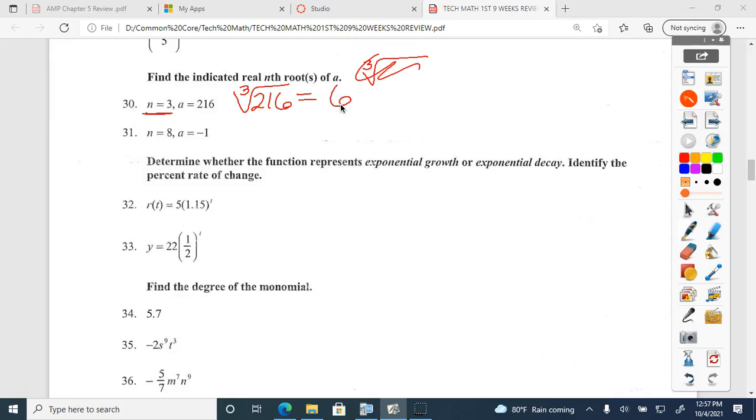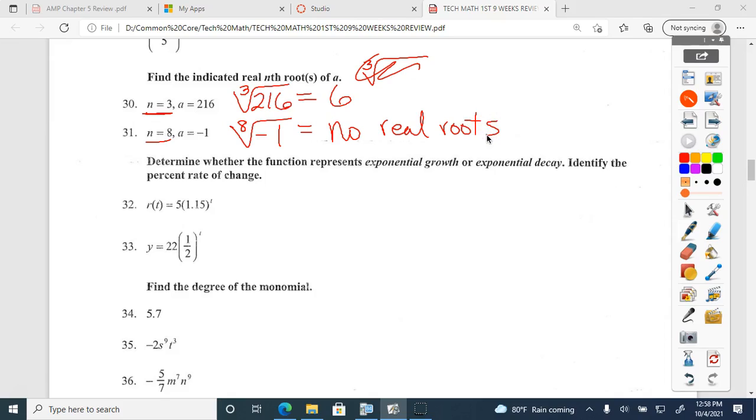Okay? This one, what's the root going to be? 8. So the 8th root of -1, what's it say? No real numbers. That means it's imaginary, which we don't deal with. So you just have to put not what? Not real. Okay? Or no real roots, I believe, is what the answer is going to look like on your test. No real roots.